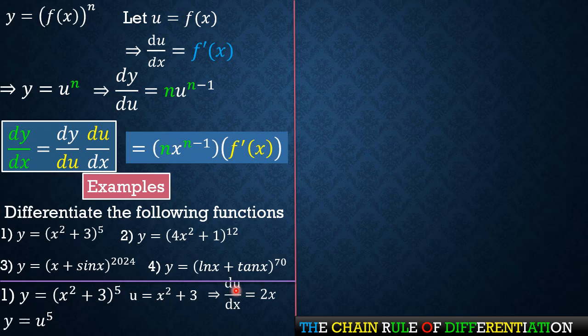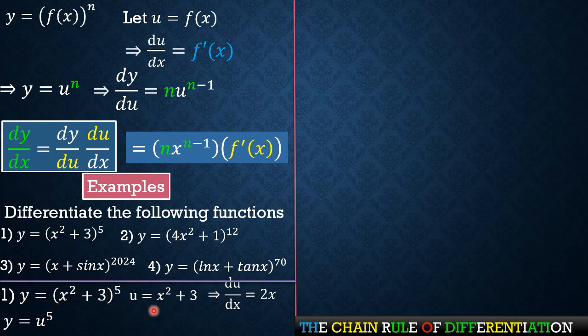Therefore our y now becomes what? What is x squared plus 3, guys? It is simply our u. So we have y equal to u raised to the power 5, right? Now, differentiating that, we have dy by du, which becomes, applying the power rule as I said here, n u raised to the power n minus 1. Our n in this case is 5, so we multiply by 5, subtract 1 from the power, and have 5 u raised to the power 4.